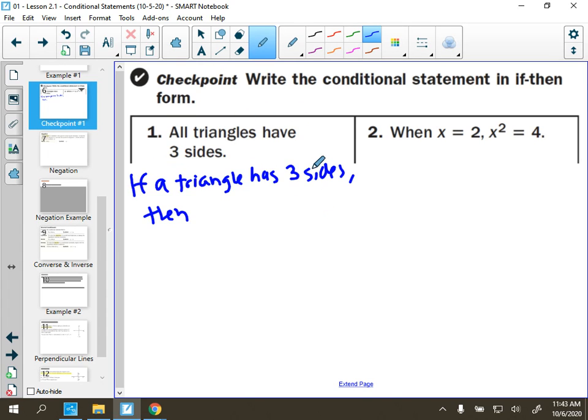If a triangle has 3 sides, and hopefully that's not really an if, a triangle by definition has 3 sides, so there's not really an if part of that. But you can maybe see what I screwed up here: if a triangle has 3 sides, then what am I supposed to say next? I basically got to create something out of thin air. Then it is a right triangle, which also would not be true, or it would be kind of a bad statement. So don't make it harder than it is.